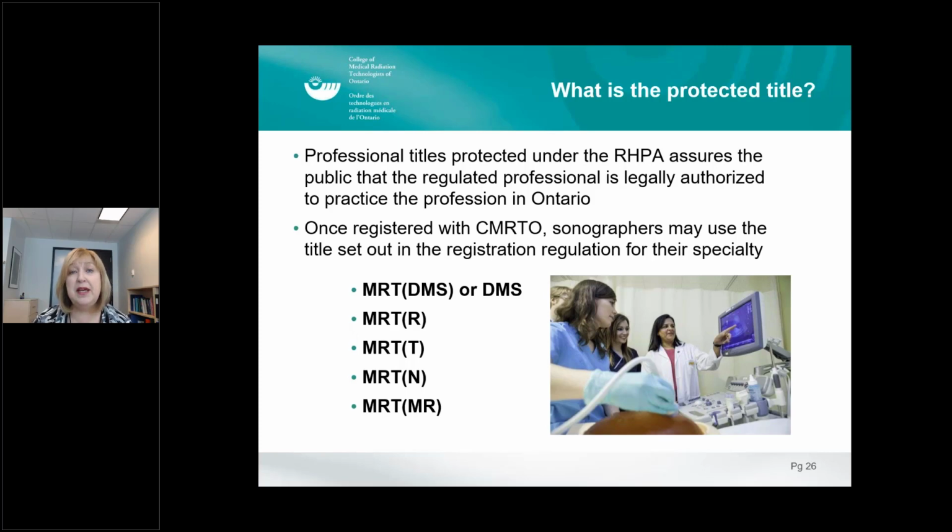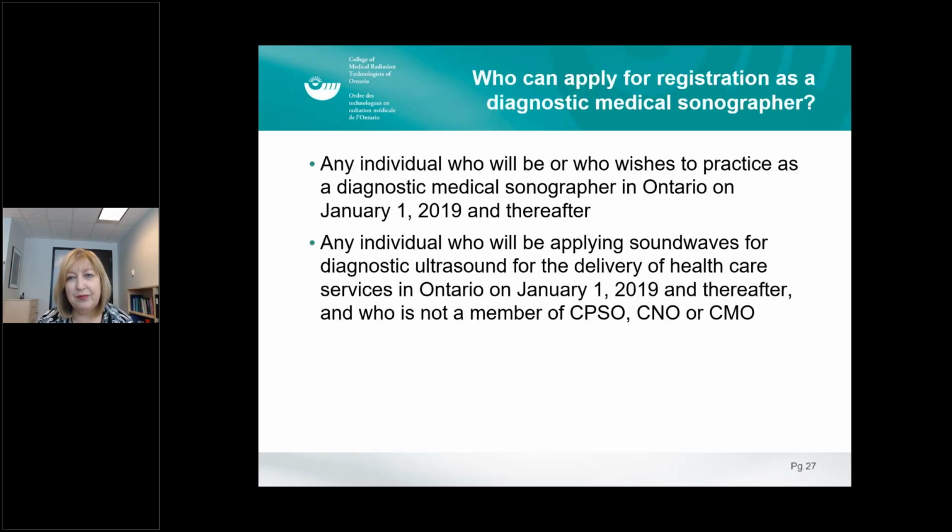So you have to be a member of the college in that specialty to be able to use the protected title. If you resign from the college, you can no longer use that protected title because it's an indication that you're currently qualified and legally authorized to practice.